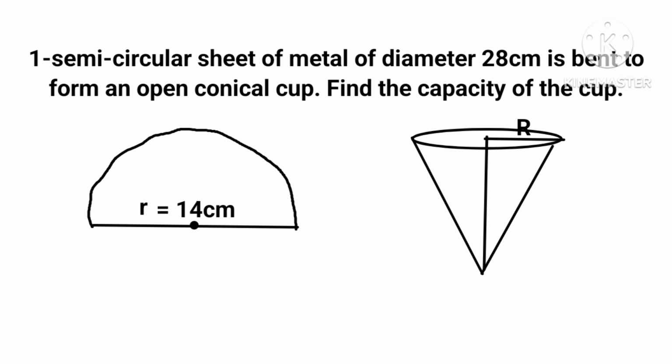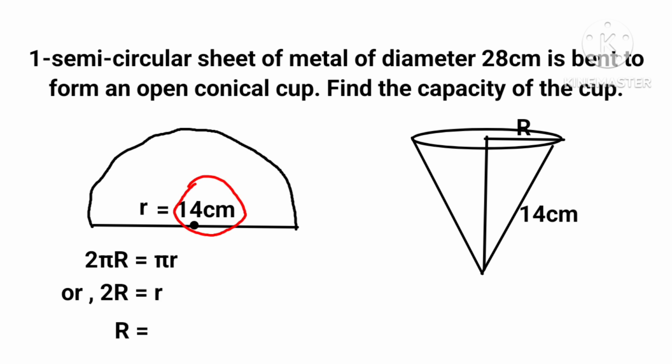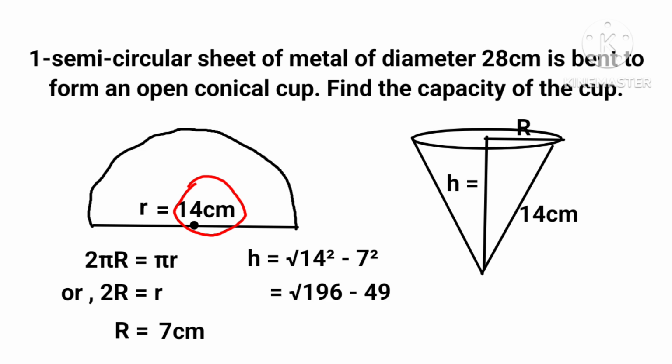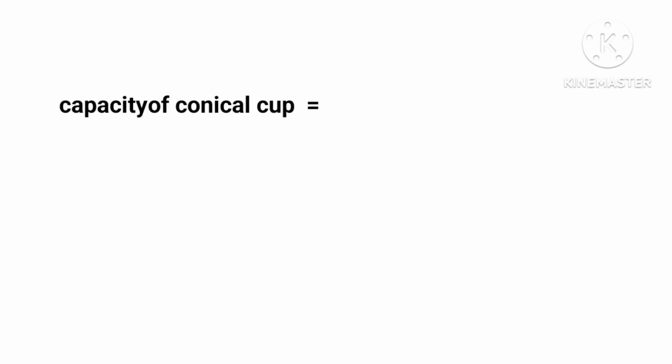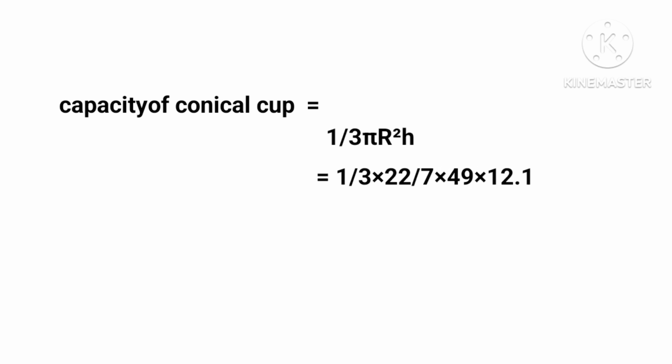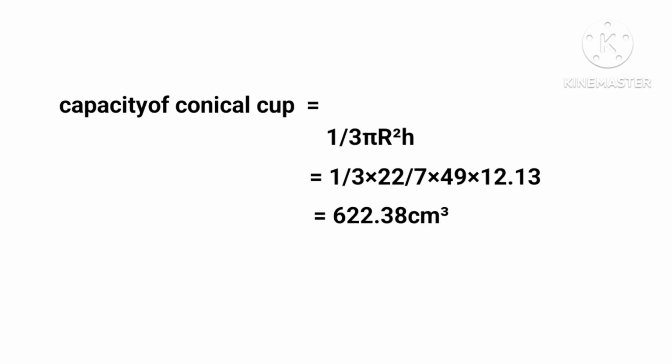its slant height will be equal to 14 cm. Now 2πr = πR and 2r = R, that is, r will be half of R. Hence r = 14/2 = 7 centimeters. Also h = square root of 14² − 7² = square root of 196 − 49 = root 147 centimeters = 12.13. Hence, capacity of conical cup = 1/3 πr²h = 1/3 × 22/7 × 49 × 12.13 = 622.38 centimeters cube.